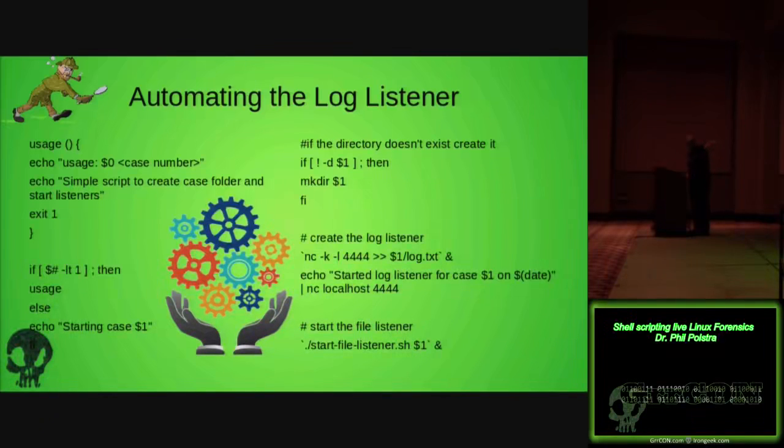If the directory doesn't exist, that's the if not -d $1, then I create it. I create a log listener. Again, I use NC with the -k option to keep it alive. And then I send all of this information to a file called log.txt. And notice I have that run in backticks, and I background it with the ampersand. And then I just print out a little message saying, oh, guess what? I just started this log listener. Okay. I also start the file listener, which is a separate script right at the very bottom.